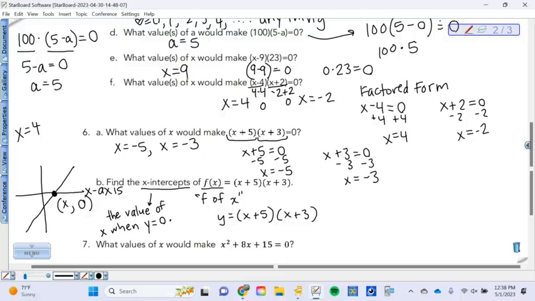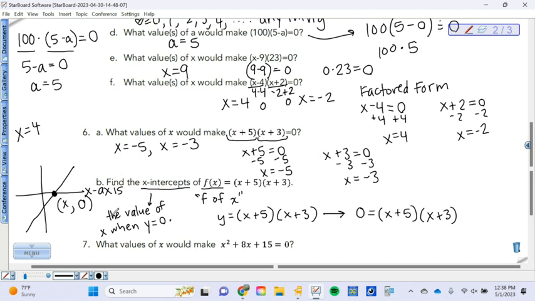Okay, so I'm trying to find the x-intercepts of this equation. So remember, the x-intercept is the value of x when y is 0. So let's rewrite this equation with 0 in place of y. So if I rewrite that with 0 in place of y, I get this. And look at that. I end up with the exact same equation I had in number 6, right? X plus 5 times x plus 3 equals 0. 0 equals x plus 5 times x plus 3. It's the same exact equation.